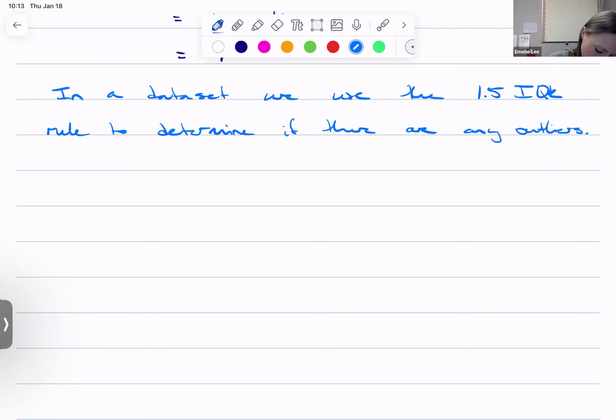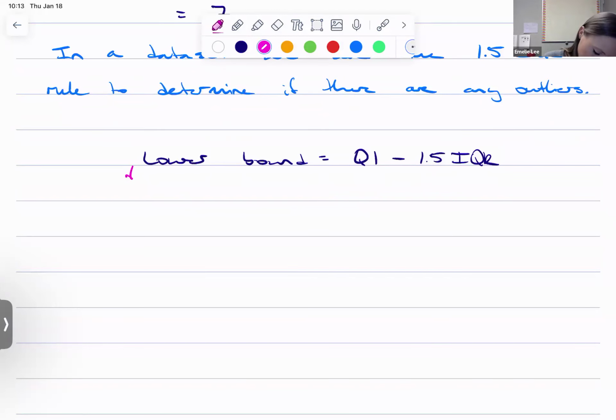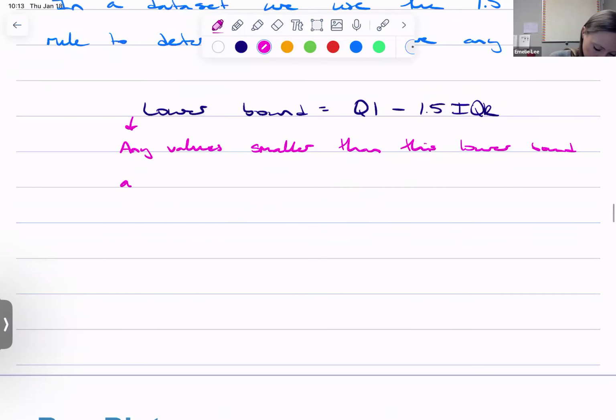Okay. And so what the 1.5 IQR rule says is that the lower bound is going to be from Q1. You're allowed to go down as far as 1.5 times the interquartile range. Any values smaller than the lower bound are considered outliers on the lower end.